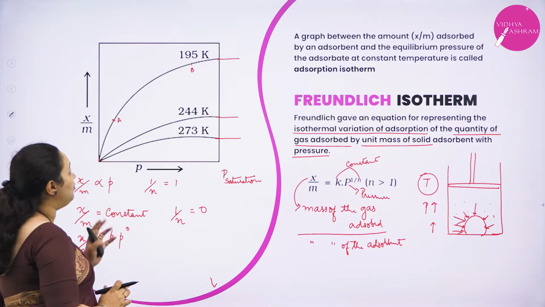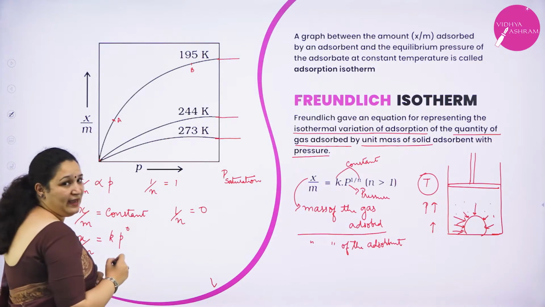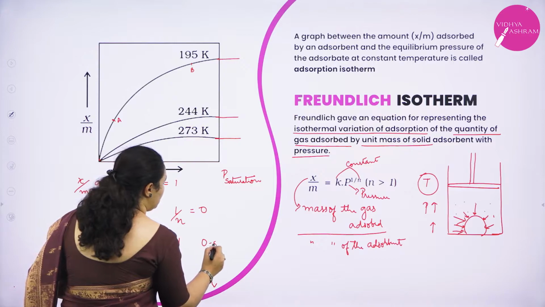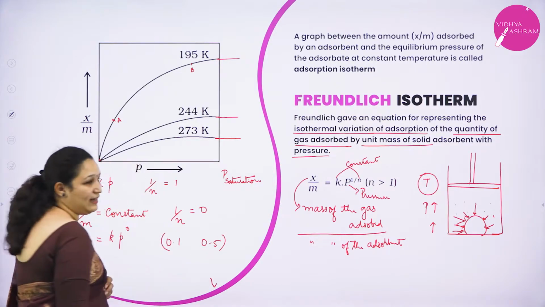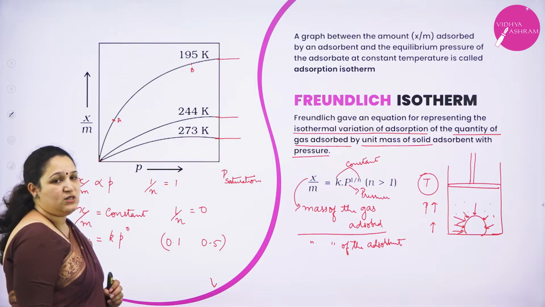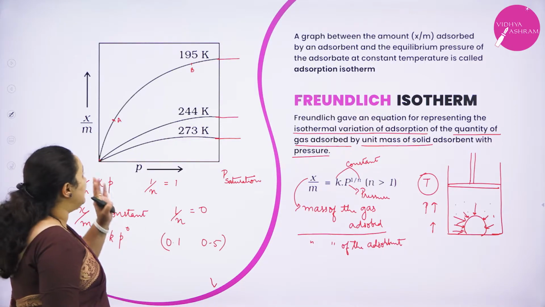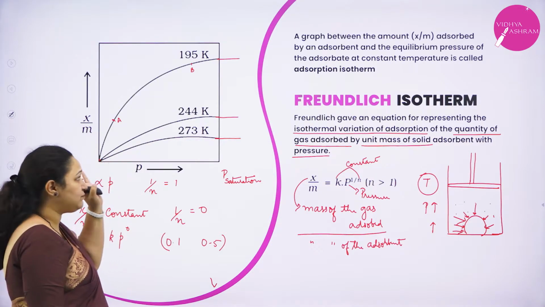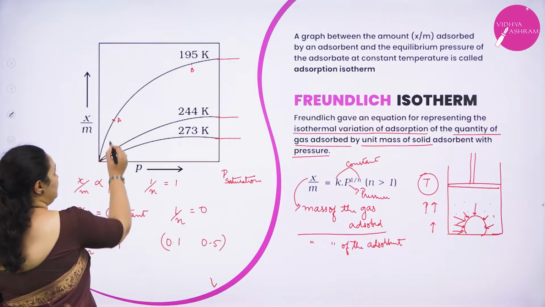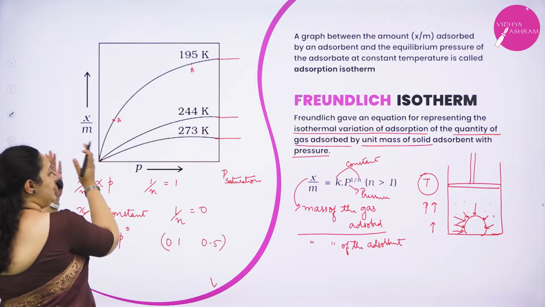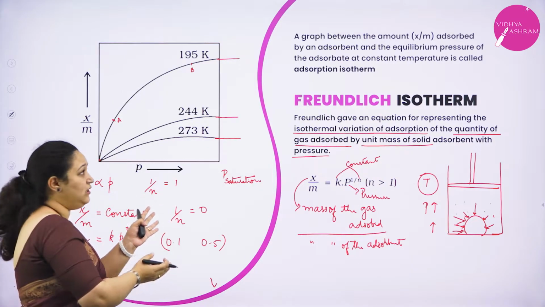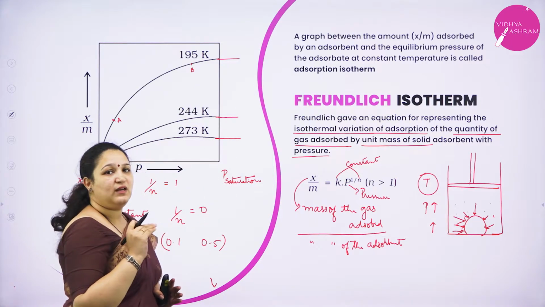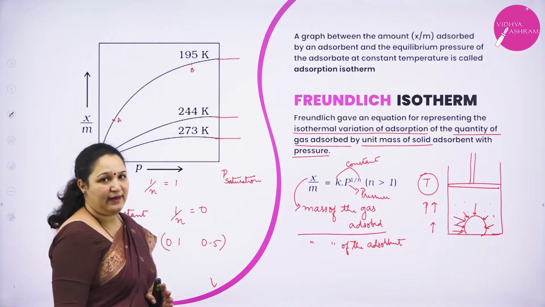And the probable value of 1 by n should be somewhere between 0.1 to 0.5. So that is what you are going to understand from this graph. That is, at a lower pressure, the extent of adsorption is almost directly proportional to the pressure. At a very high pressure, the adsorption will come up to a saturation level.